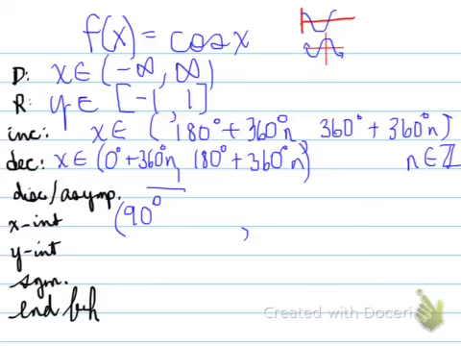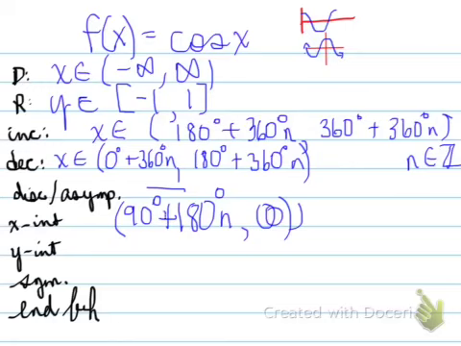This pattern means that 90 degrees plus 180 degrees n will result in another x-intercept, or a 0. Whether they be going forwards or backwards, we will have an x-intercept every 180 degrees, where n belongs to the world of integers.